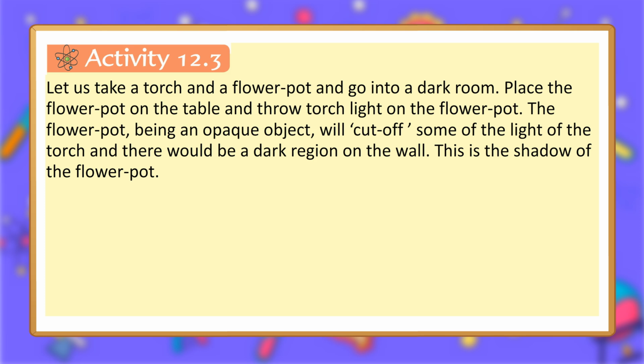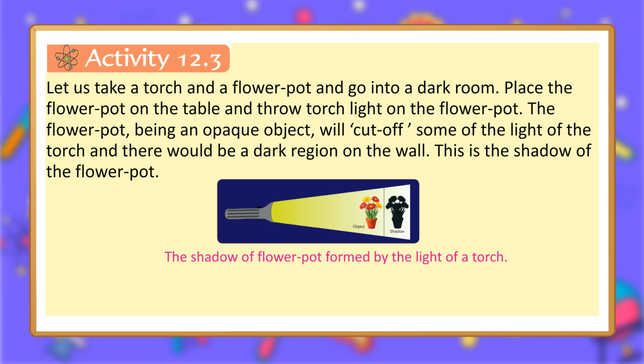Activity 12.3. Let us take a torch and a flower pot and go into a dark room. Place the flower pot on the table and throw torch light on the flower pot. The flower pot, being an opaque object, will cut off some of the light of the torch and there would be a dark region on the wall. This is the shadow of the flower pot. The shadow of a flower pot formed by the light of a torch.